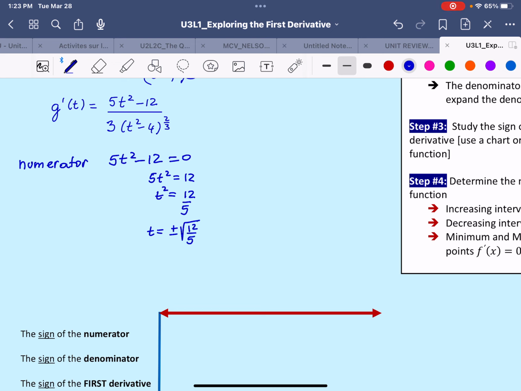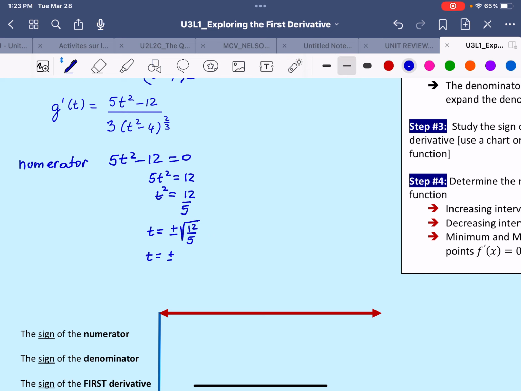Now you probably recognize that 12 has a factor of 4, which is a perfect square number. So I will show how we take that out, but if you are very skilled at it, obviously you do not have to show that much work. So we have t equal to plus or minus 2 times the square root of 3 over 5. So these are the zeros of the numerator.